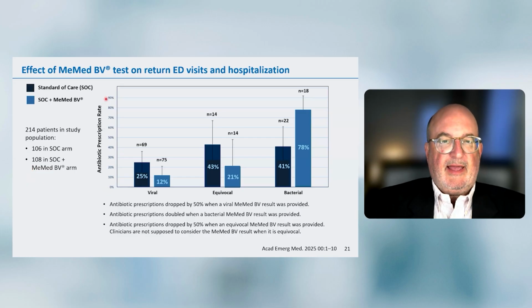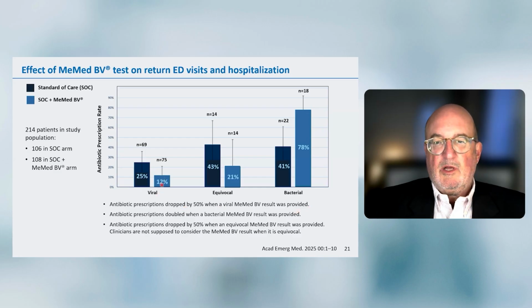First of all, antibiotic prescription rate. When the score was viral, without knowledge of the score, 25% of patients examined by the physicians were given antibiotics. But knowledge of the MeMed-BV score, of a viral score, led to a 50% decrease in antibiotic prescription.